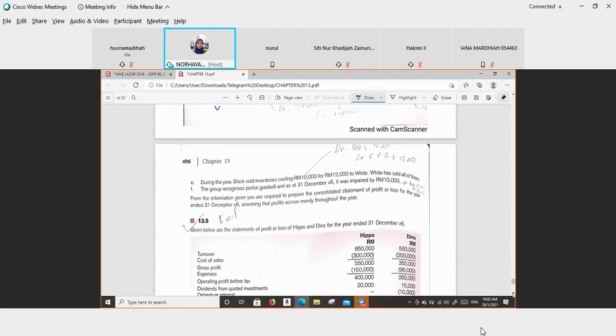E. During the year black sold inventories costing 10,000 for 12,000 to white. White has sold all of them. So what is this telling us? No URP, because white sold everything. But there are inter-sales. Upstream or downstream? Downstream. Why downstream? Because the parent sold goods to the subsidiary.